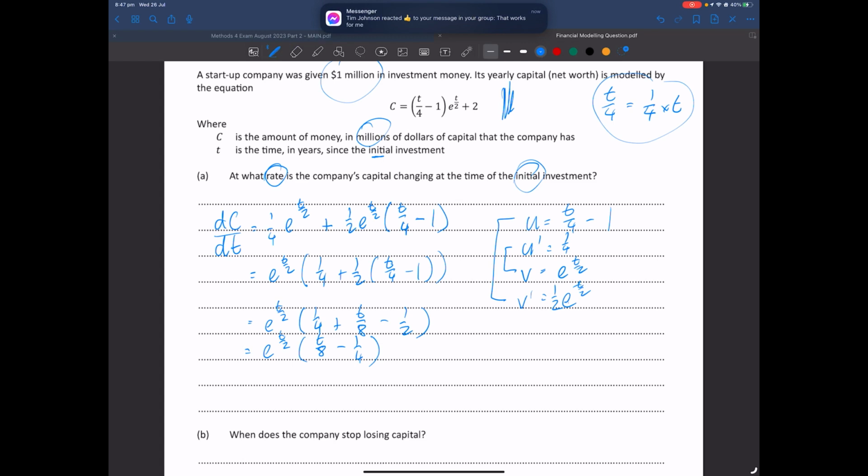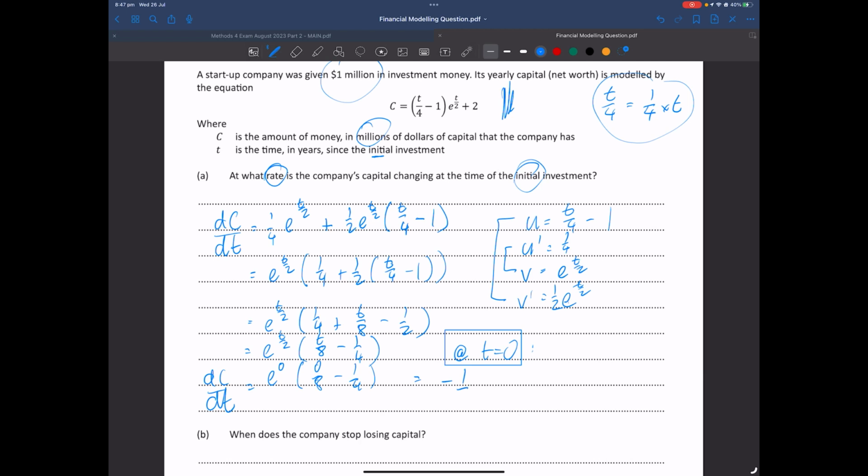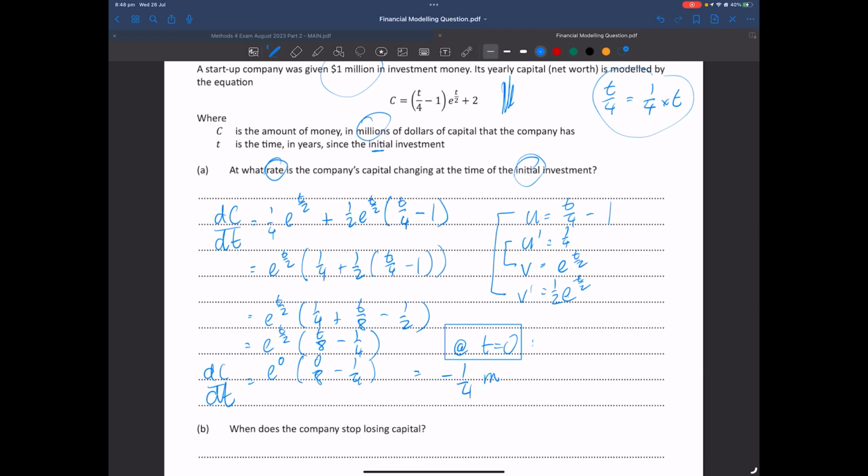And now I'm going to solve for 0. So at t equals 0, that's what we've been asked to do for the initial investment. I've got dc by dt is equal to e to the power of 0, because 0 over 2 is 0, and e to the power of 0 is 1, so that's fine. And then I've got 0 over 8 minus 1 quarter. The 0 over 8 is going to be 0. So I've got negative a quarter times 1, which is equal to negative a quarter. And the rate, of course, is millions of dollars per year.